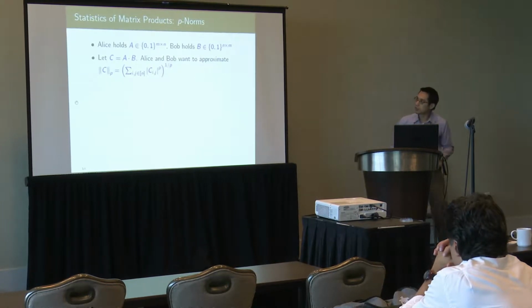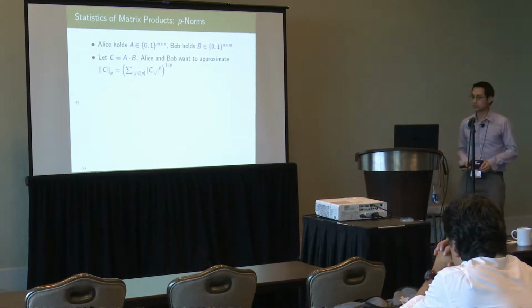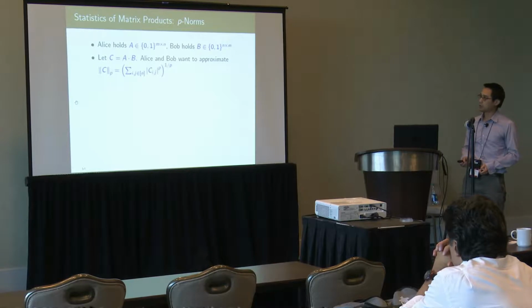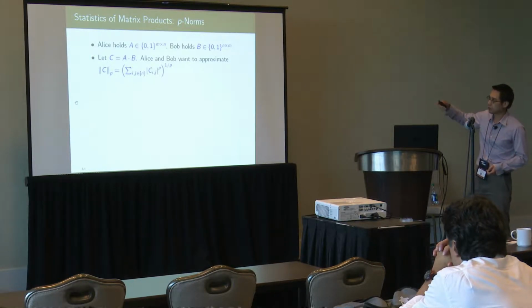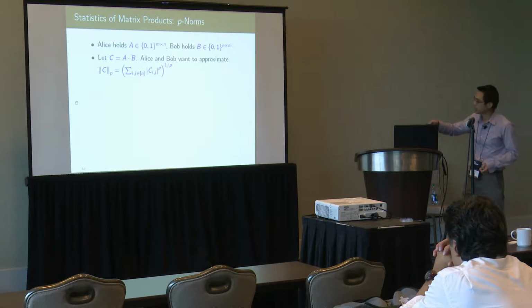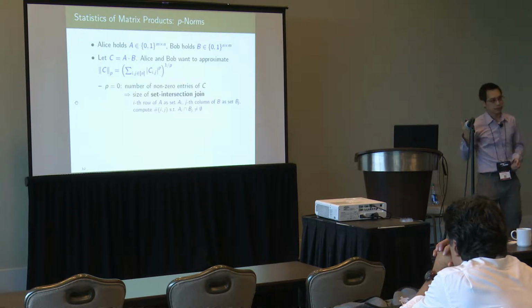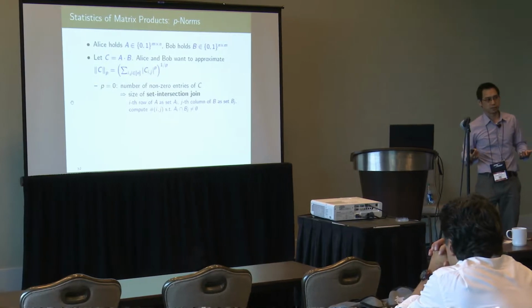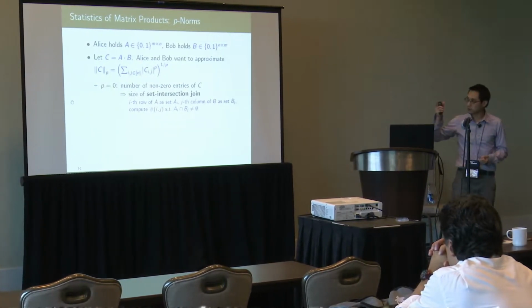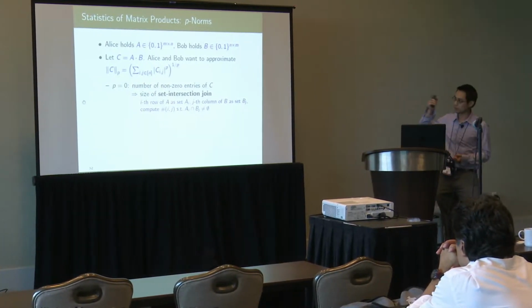We study a number of functions. The first is p-norms. Here they just want to compute the p-norm of the matrix C. When p is equal to 0, this is just the number of non-zero entries of C, and this corresponds to the size of set intersection join.